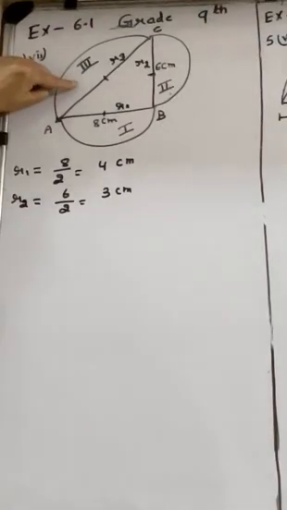But they did not give the diameter of the third semicircle. But can you see? ABC is a right angle triangle. So I can use the Pythagoras theorem. I will find the value of AC, right? And then I will halve it to get the radius of the third semicircle.